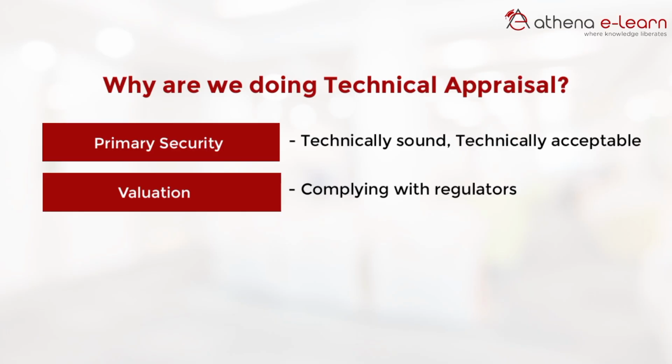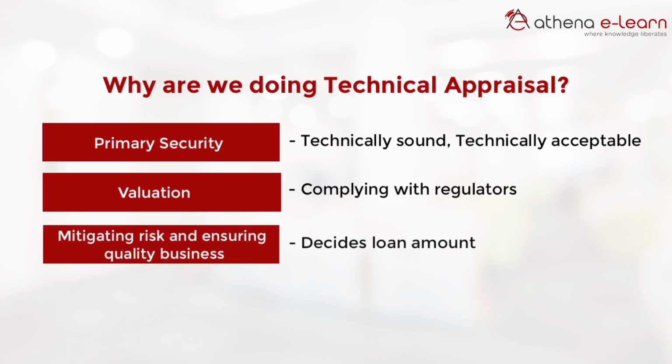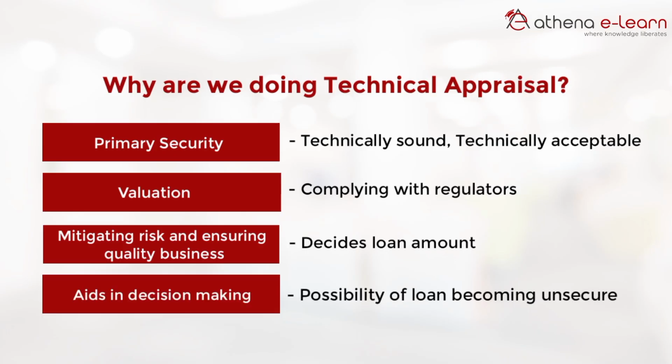The third important reason why you do technical and why technical is important is it helps to mitigate risk. Because if the property value is not commensurate with what you are giving a loan for, it's possible that your loan might become unsecured. The fourth reason why you do technical is because it helps you to take a final decision on the loan amount, assuming that the individual is capable of servicing the loan which you have decided at the credit stage.